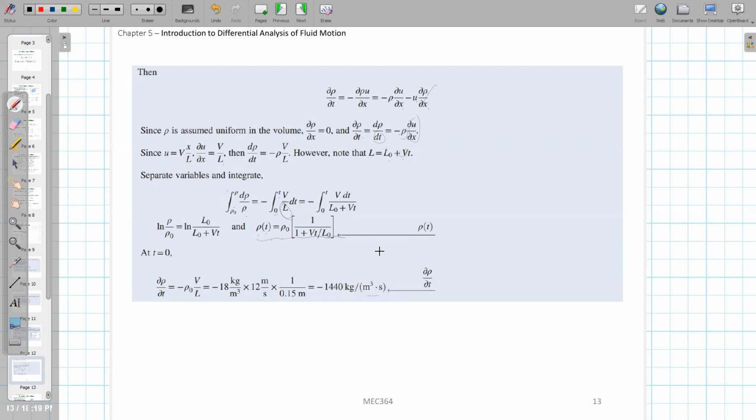All right. Do you have any question for this example problem? No.